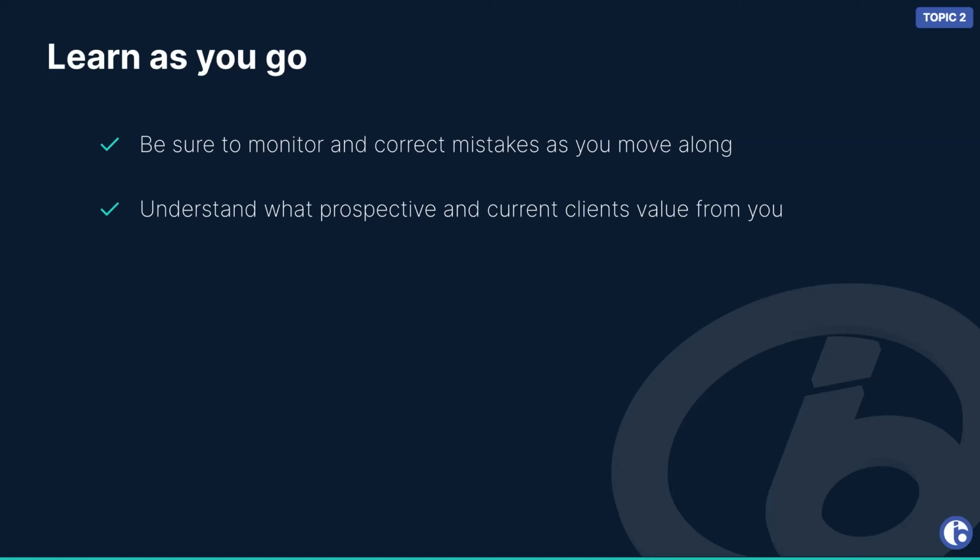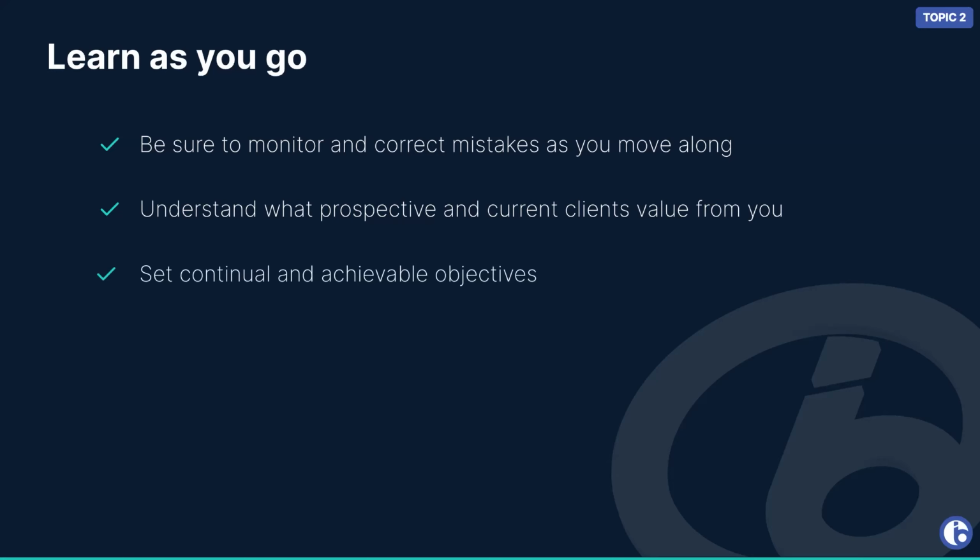Okay, so understand what prospective and current clients value from you. There's going to be some positives and there's going to be some negatives. As you go along, by starting small, you allow yourself the time to remove the negatives and improve the positives. So focus on the wins, forget the losses and move on from them. But do not repeat the same mistake.